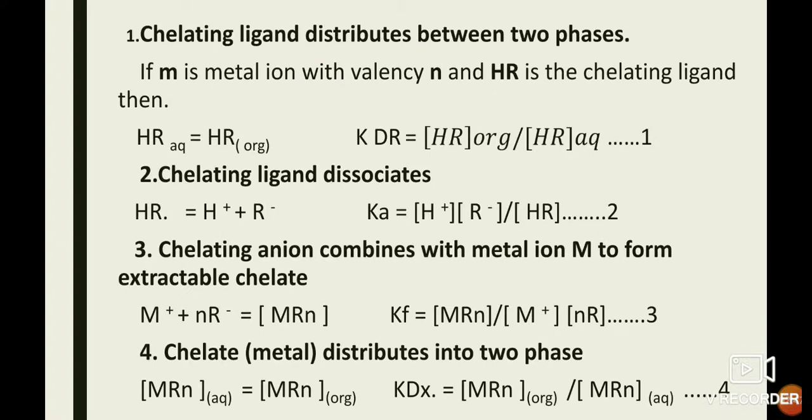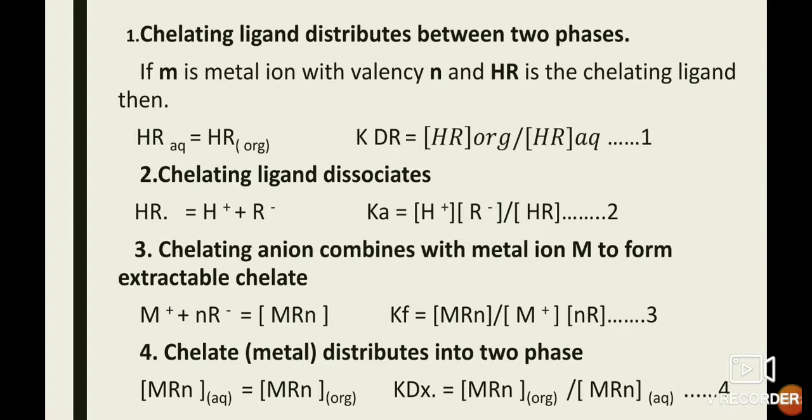There are 5 points in this extraction equilibria. First, chelating ligand distribution between two phases. Second, chelating ligand dissociation. Third, chelating anion combines with metal ion to form extractable chelate. Fourth, metal chelate distributes into two phases. And finally, fifth, distribution ratio.